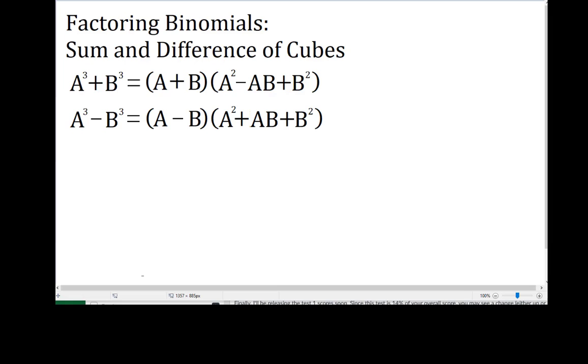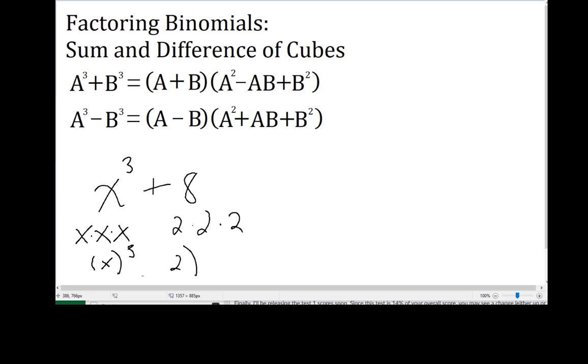I'm going to start with x cubed plus 8. Now this is a cube because x cubed can be written as x times x times x. That is, x is A, and that's what's being cubed. And 8 can be written 2 times 2 times 2. So B is 2 because 2 cubed is 8. That means B is 2. Now what you want to do is always break it down into 3 identical factors, because that's how you know it's a cube.